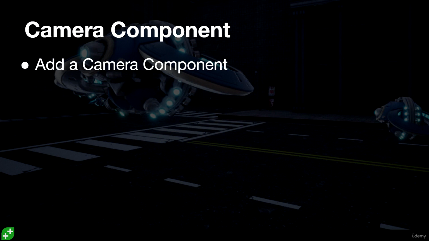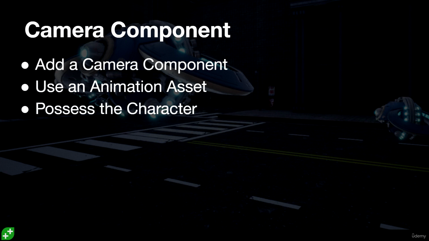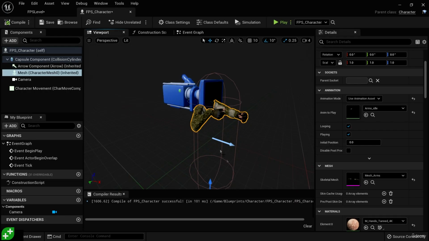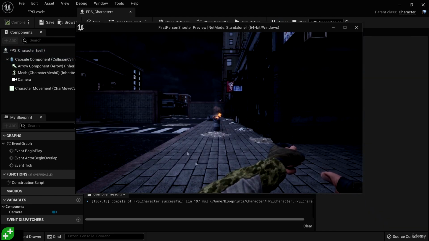In this video, we're going to add a camera component to our character blueprint. And we're also going to take our mesh component and assign an animation asset so it's not just standing there with the arms out in a frozen pose. And we're also going to figure out how we can possess the character so that once we start the game, we can actually control the character's movement once we add that functionality.